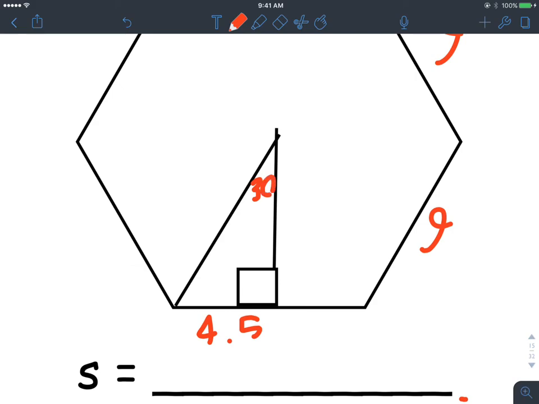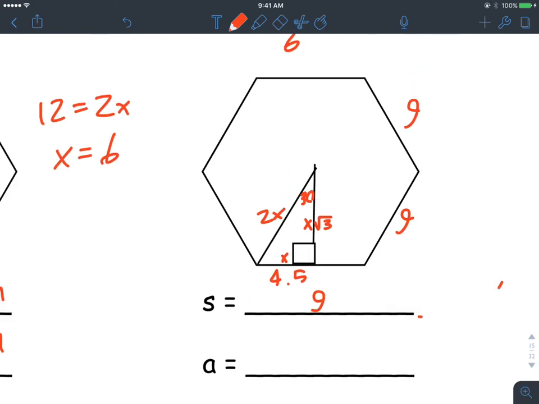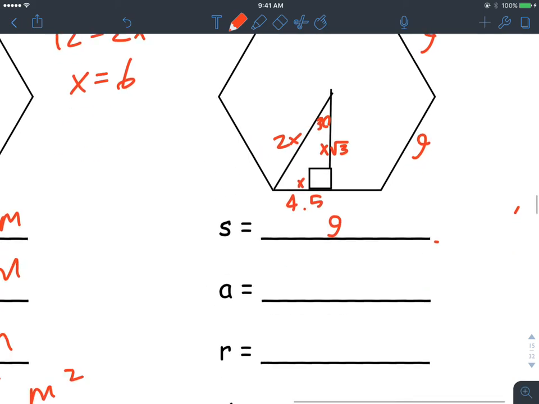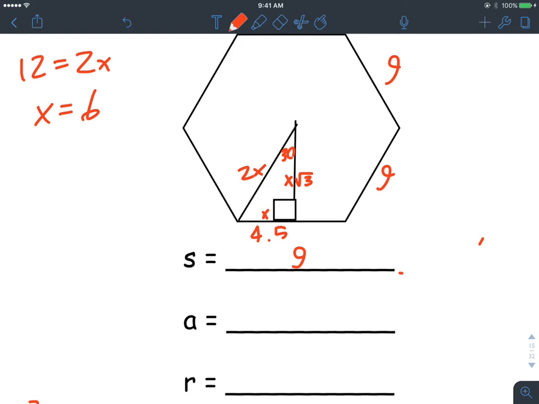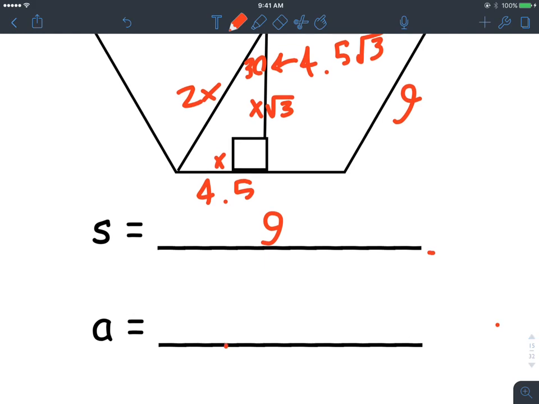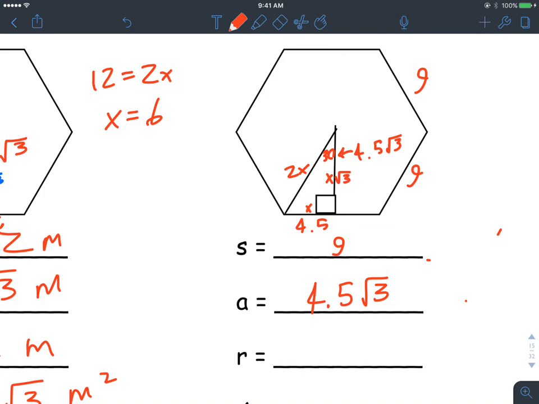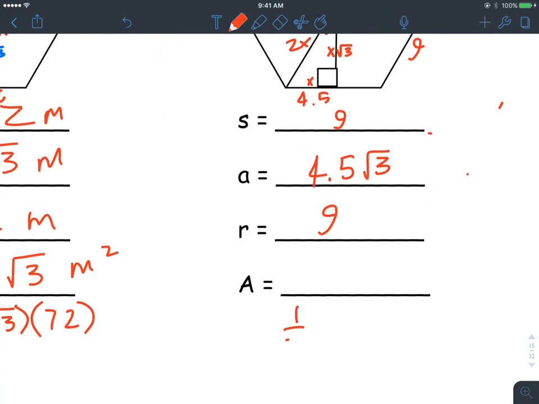Alright, so what do we got here? We got x, x root 3, and then 2x. So side we said was 9. The half side, well, we don't have a spot for the half side. The half side is 4.5. So then the apothem going up and down is 4.5 square root 3. And the radius, you want to double the 4.5 so you get back to 9. And then we can go and do the area.